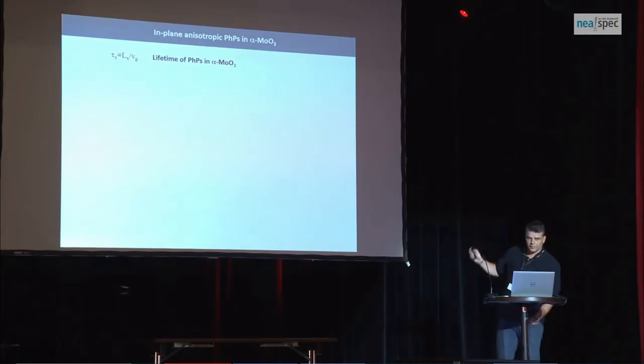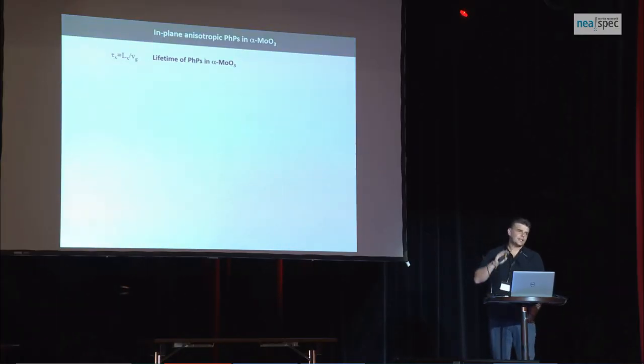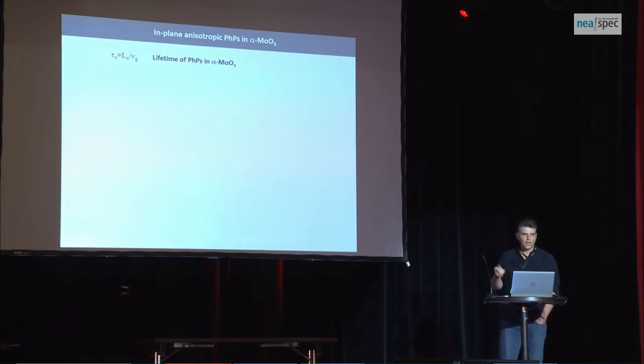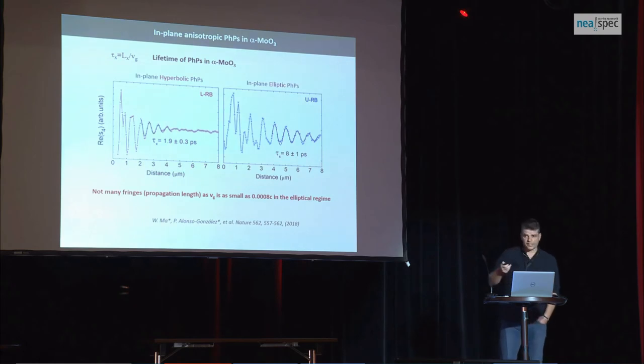Well, in the following slide, but before, apart from this crazy anisotropic propagation in the plane, why are these phonon polaritons interesting in molybdenum trioxide? Because their propagating lifetime is very long. So there are not very many losses, and the lifetimes can reach 8 picoseconds in the elliptical ring, which is a lot.